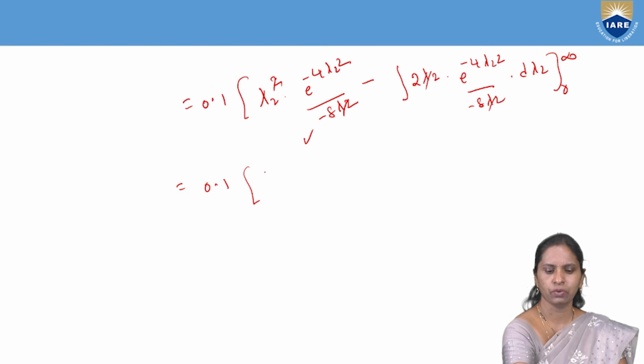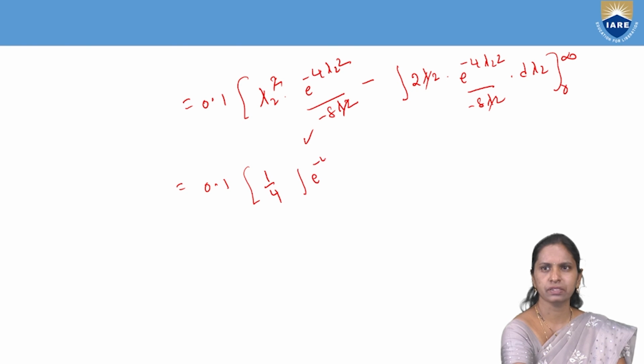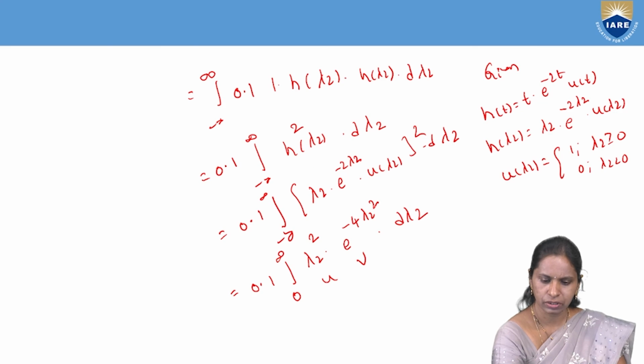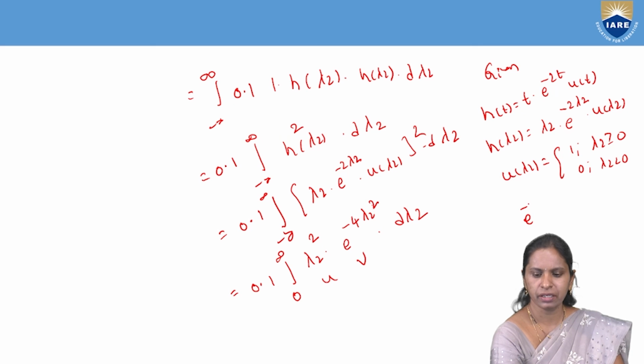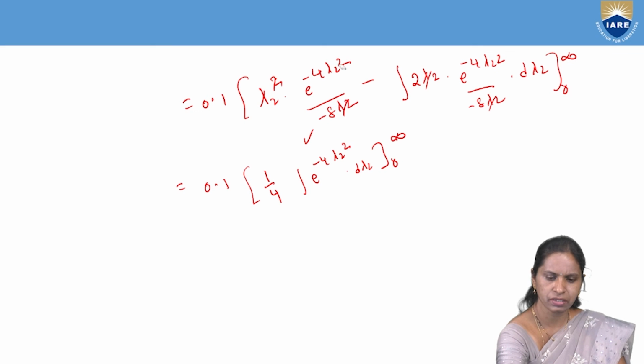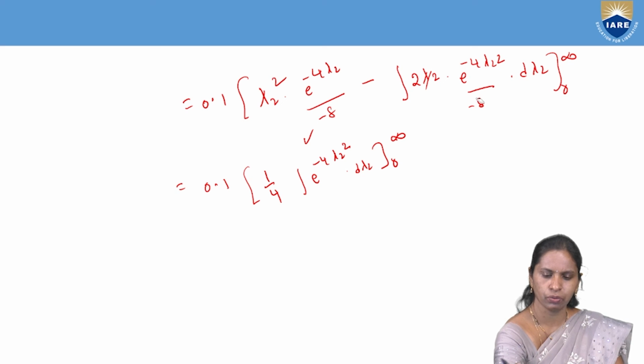And we can write this as what? 1 by 4 integration of e power minus 4 lambda 2 square into d lambda 2, and the limits are from 0 to infinity. Then we can write it as e power minus 2 lambda 2 whole square, nothing but e power minus 4 lambda 2 square.